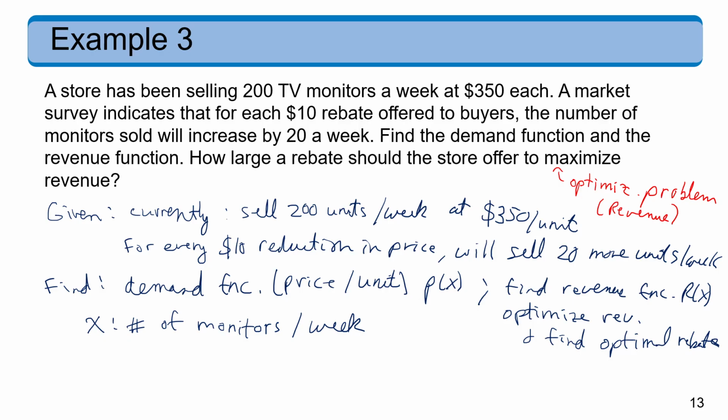In step 4, we want to start writing our equations. Now, because we're asked to optimize revenue, right, the main equation we need is an equation for revenue. But remember, revenue is defined as X times P of X. So we have to find P of X first before we can find the revenue. So we'll work on finding these equations on our next slide.